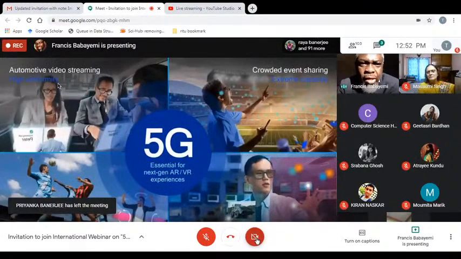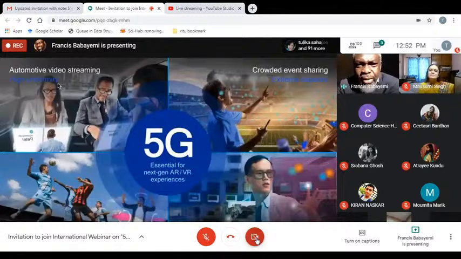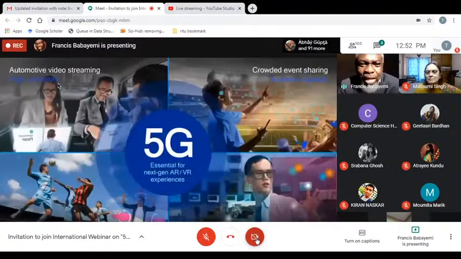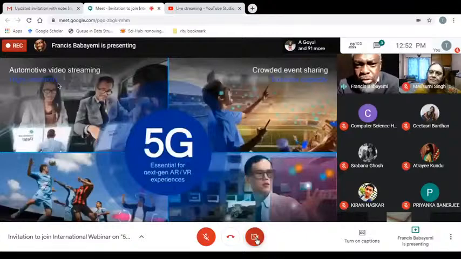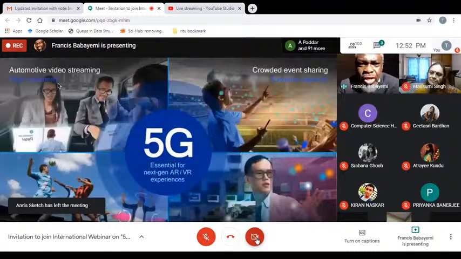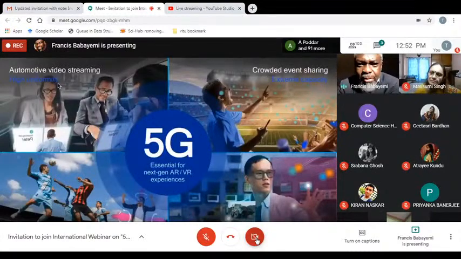We have the issue of crowded event sharing. So we're talking about extreme capability, so people can begin to participate. When I say participate, I mean virtually participate in gaming, for example, or being in a football stadium and watching a football match and actually interacting, using a particular wearable to have an enhanced experience. So connecting and creating new industries.